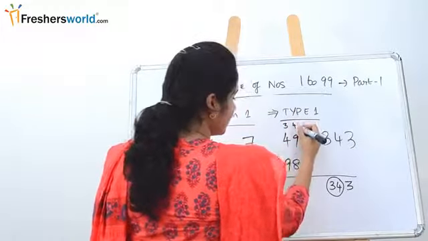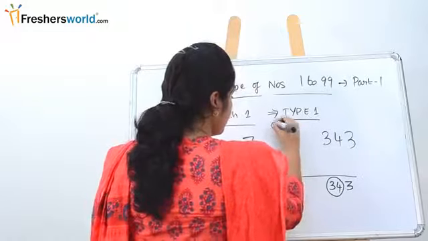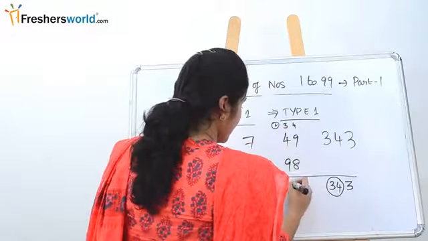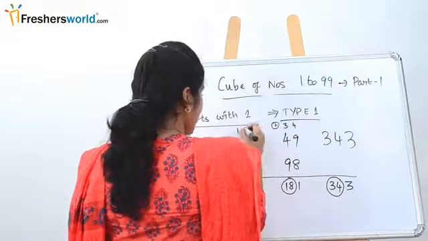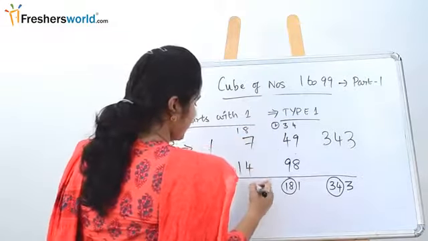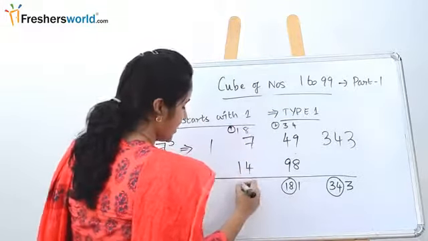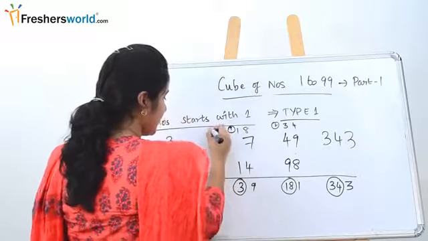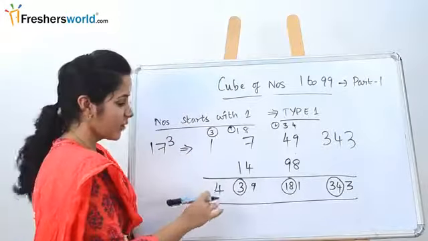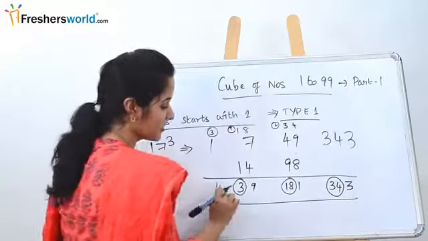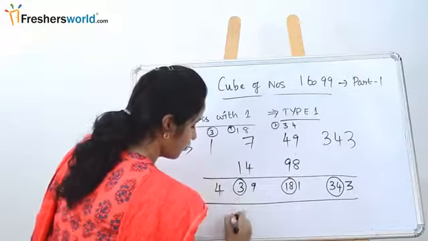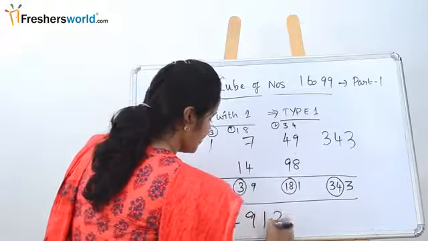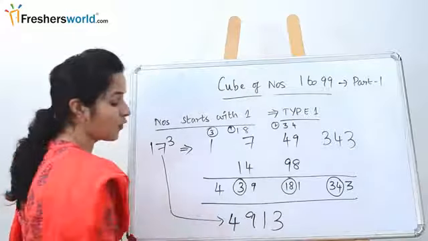So 9 plus 4 is 13, plus 3 is 16, 2, 5, 9, 18. So this 18 will be carried over here. 15, 19, 1 carried over here. So 3 will be taken here, which is nothing but 4. The value is whichever is not circled. So 4, 9, 1, 3. So 17 cube is 4913.